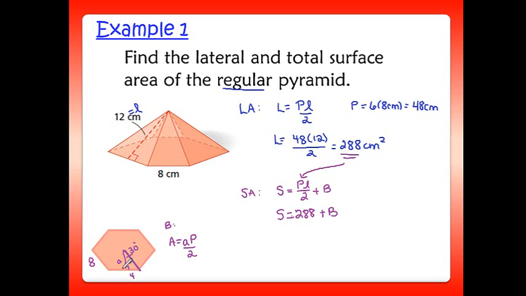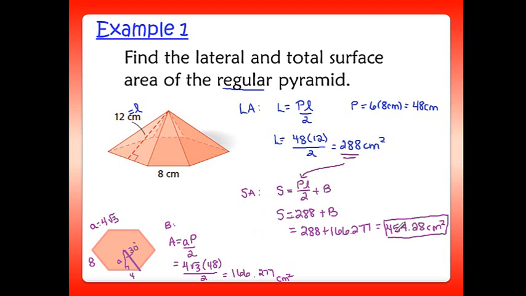I know that if the short leg is 4 centimeters, then the long leg is going to be that times the square root of 3. 4 times the square root of 3 times 48 centimeters divided by 2 gives us a base area, or a big B, that's equal to 166.277. So now I can go and plug that back in, and I get 454.28 square centimeters.